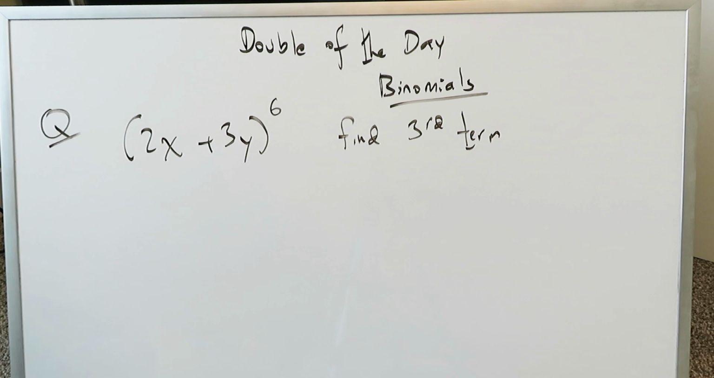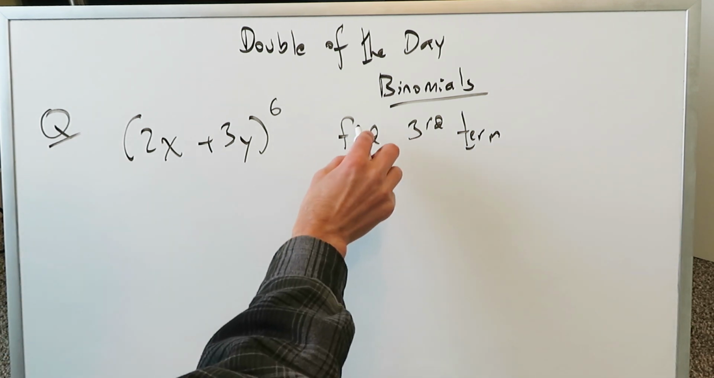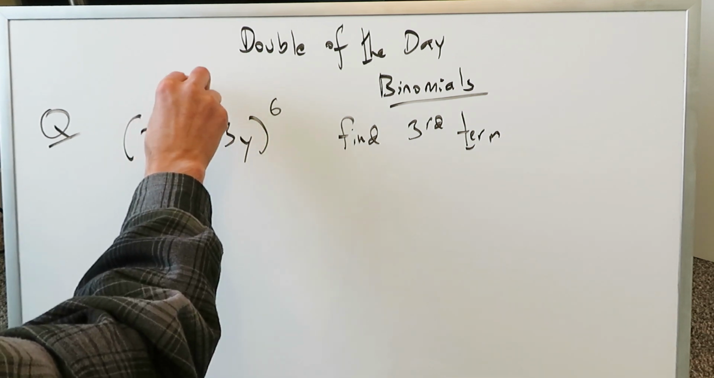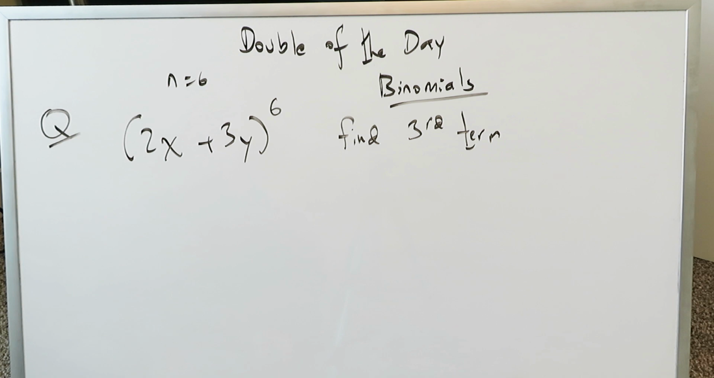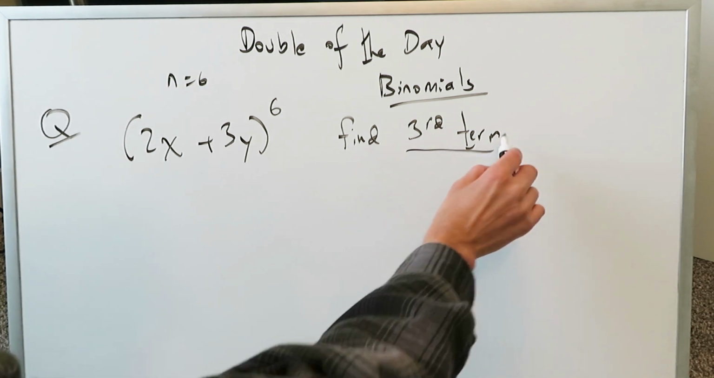Our second question is where we have to find a specific term. You've seen something like this before, but this is just extra practice. Again, our n value here is 6, so we know if you were to expand this out, you'll have n plus 1 terms, you would have 7 terms. But we're focusing here on the third term.